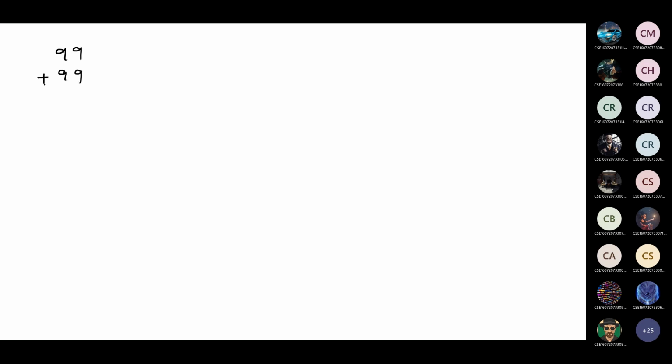99 plus 99. You tell me the answer in terms of decimal and again in terms of binary also. Please solve and tell me the answer. 99 plus 99. You need to get the same answer in terms of decimal as well as in terms of binary if you convert a decimal to binary.